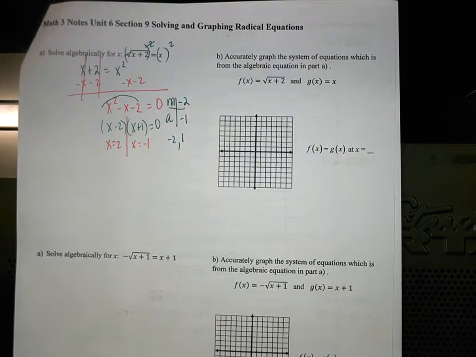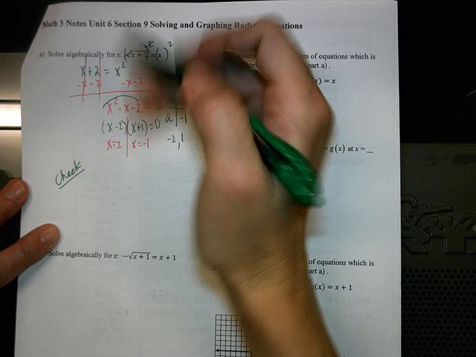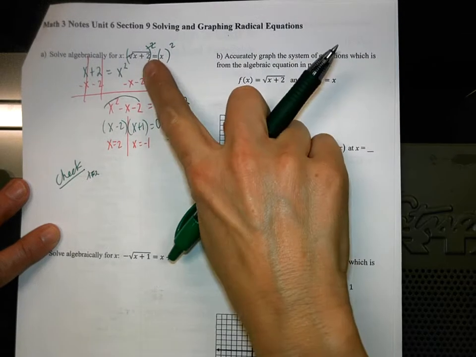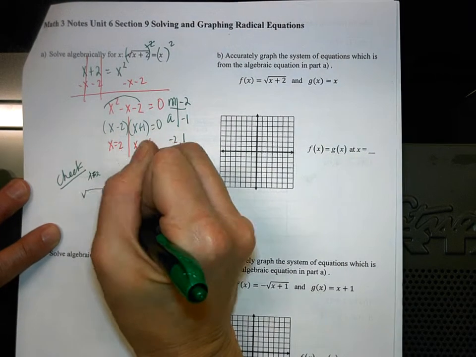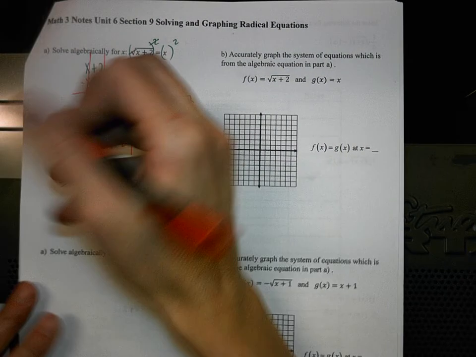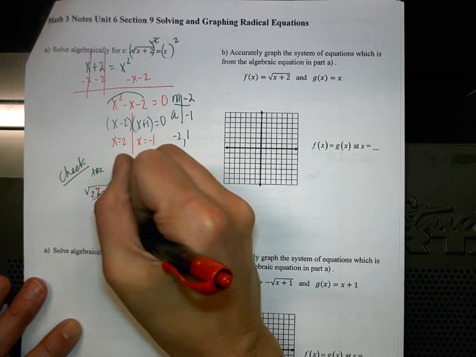Now, we know when we're dealing with roots, we always need to check our answers. Yeah. Okay, so we're going to check our answers. I'm going to start with x equals 2. So we plug 2 into our equation. We have the square root of 2 plus 2 equals 2. What's 2 plus 2? 4. What's the square root of 4? 2. Does 2 equal 2? Yes, that one checks out.